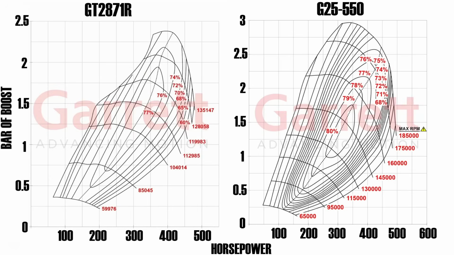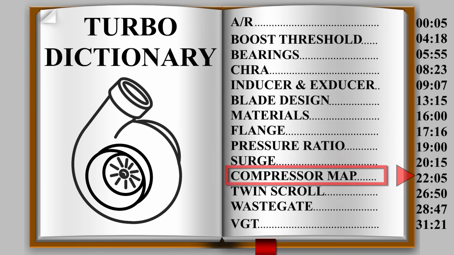For comparison's sake, here's what a more modern and much more expensive turbo can do. This is the Garrett G25 550. Due to its improved wheel aerodynamics and more modern overall design, it's more efficient pretty much everywhere and can easily sustain higher power and boost levels, while at the same time it doesn't surge on smaller engines running high boost.